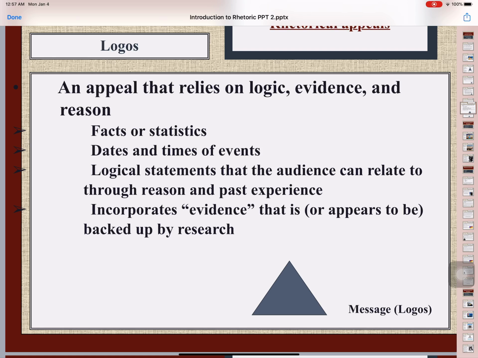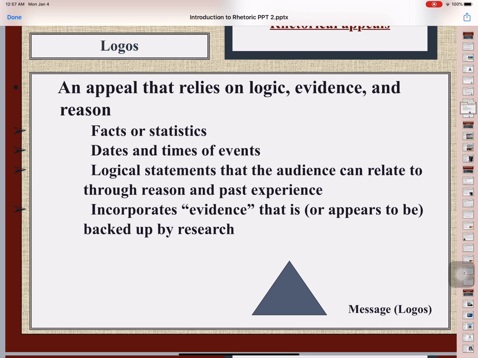Logical statements that the audience can relate to through reason and past experience. Remember that all men are mortal syllogism, logic statement there? Incorporates evidence that is or appears to be backed up by research. Right? This is why we buy the toothpaste from the commercial that gives us the facts that here are the 10,000 people who use this who don't have cavities, right?